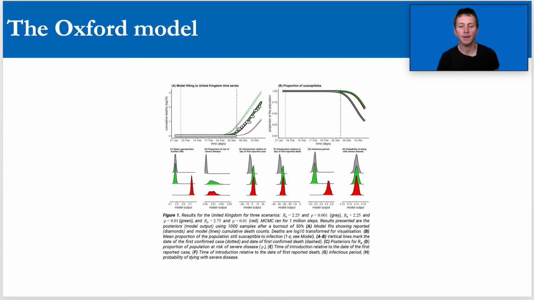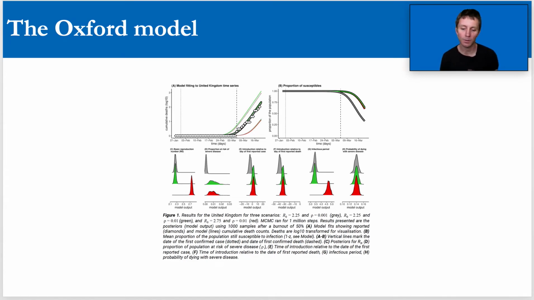So here's the main result from the Oxford model. And I think the key thing to look at is up here. So the dots here are the data of the UK death rate. And then underneath those, there are three lines: a grey line, a green line, and a red line. And what the authors show then is that all three of their scenarios fit the observed data. So what that means is that you could get the patterns that we've observed in terms of the number of deaths accumulating over time with both lots of infections and low severity, or with a few infections and high severity.